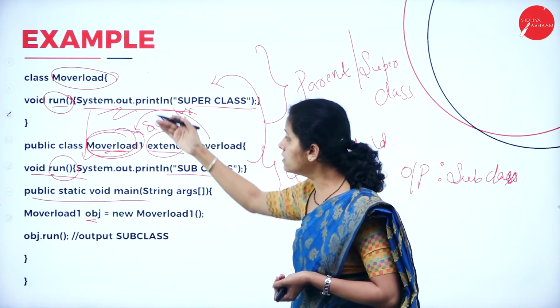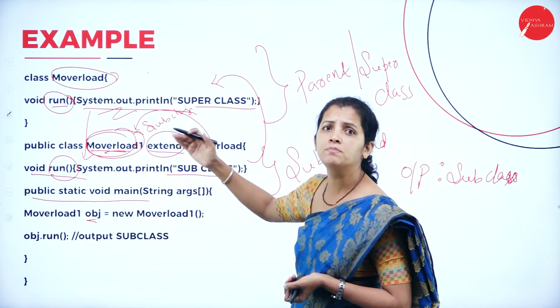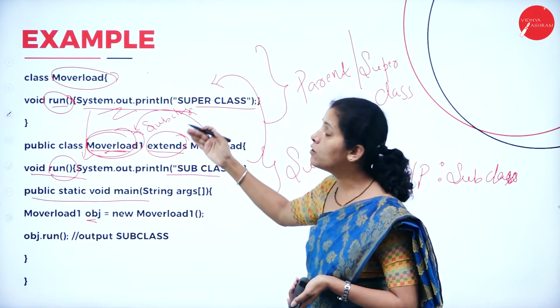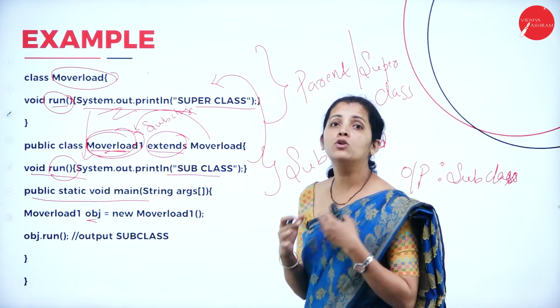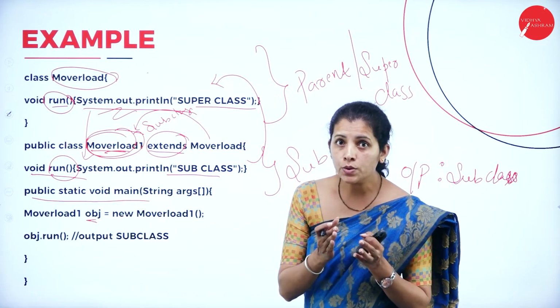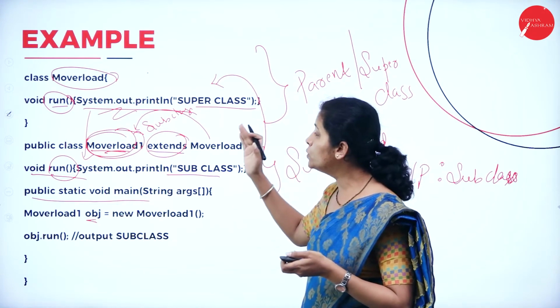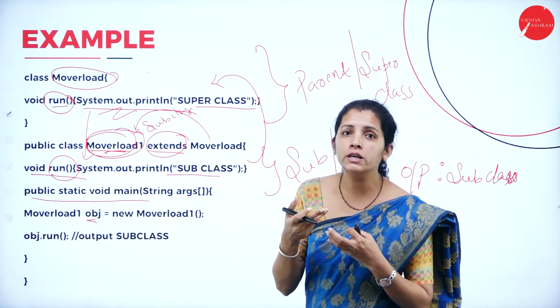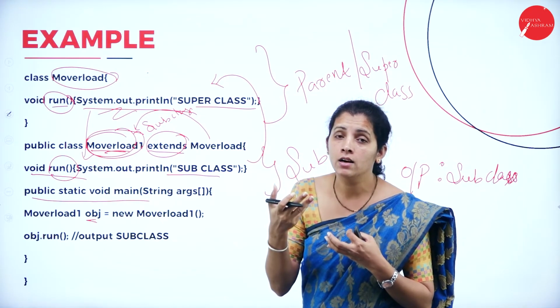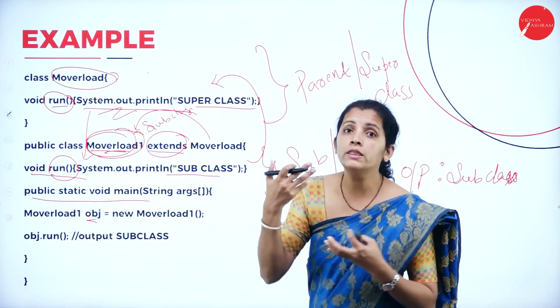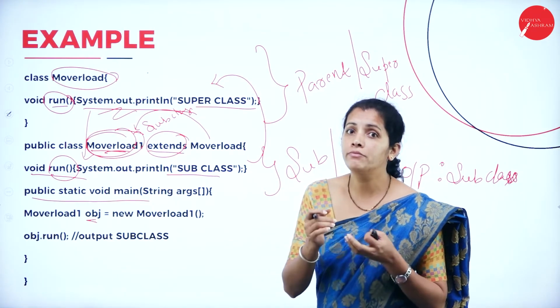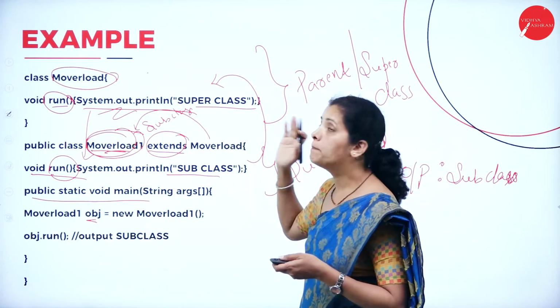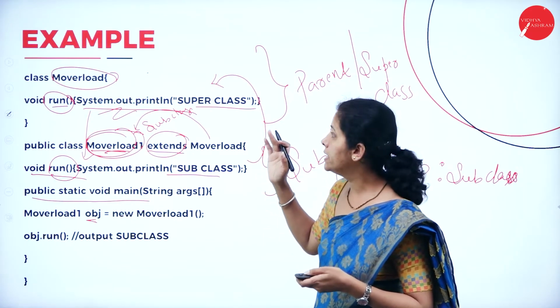So here both methods have the same name, the same return type, and the same kind of arguments. But I want to override. In that situation, I'm going to use method overriding. Overriding means what? It is overwriting. In one function, above that I'm going to write another function, and it is called method overriding.